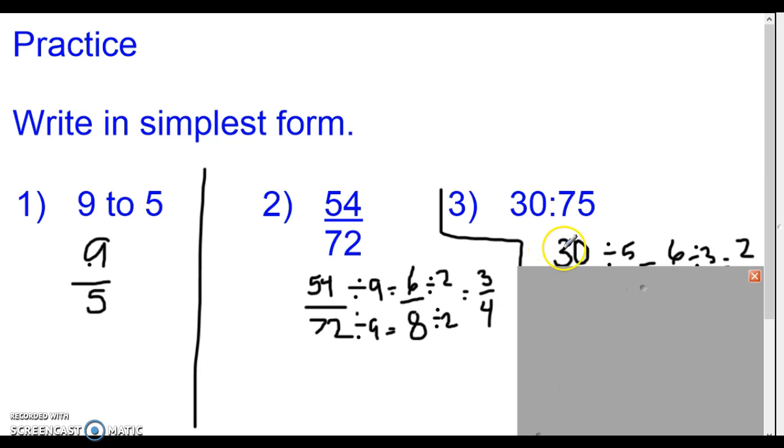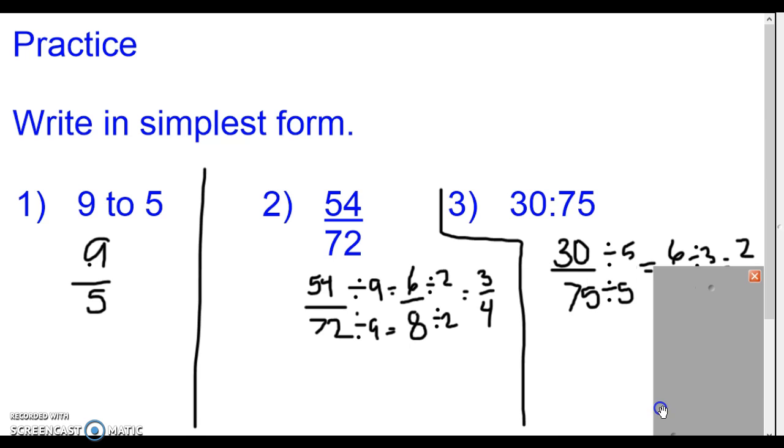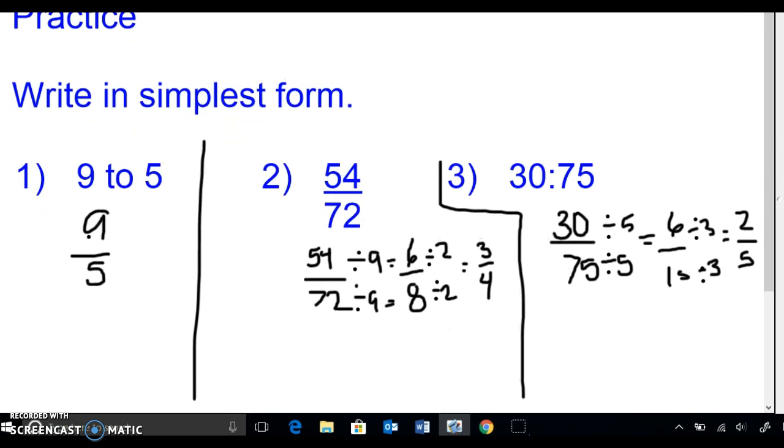And the last one was 30 to 75. So I wrote that in fraction form, 30 over 75, and I divided by 5, and I got 6 over 15. And then I still had to divide by 3, because I had a common factor of 3, and I got 2/5. So that would be writing it in simplest form.